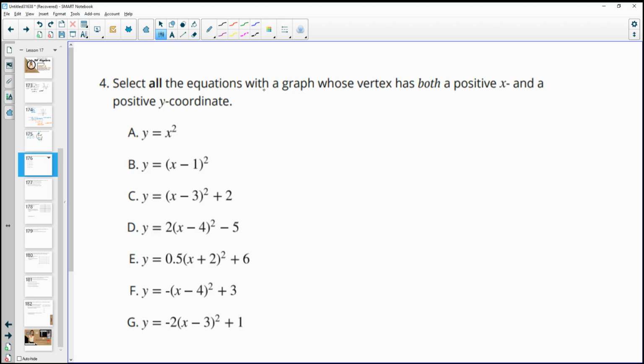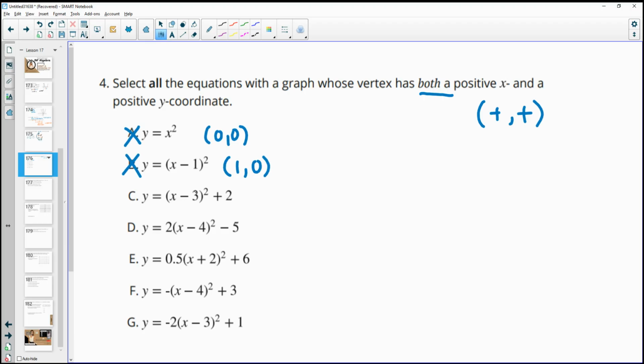Select all equations with a graph whose vertex has both a positive x and a y coordinate. So your vertex needs to be a positive x and a positive y. For part A, our vertex is 0, 0. Well, 0 is not positive, so that one's out. B has an x coordinate of 1 with a plus 0 out here, so our y coordinate is 0, and 0 is not positive.